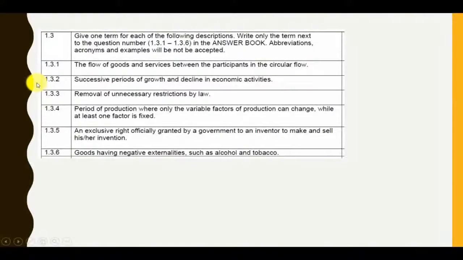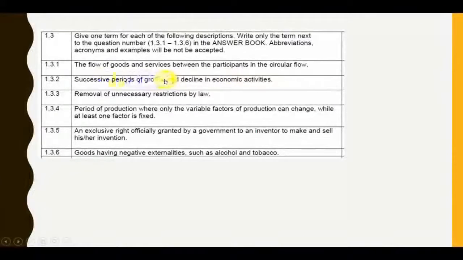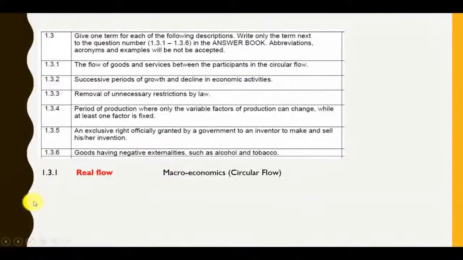Right, the first one. The flow of goods and services between participants in the circular flow. So immediately you're like, okay, let me go to the filing cabinet in my brain that says circular flow, because this is something about the circular flow, and it's a flow of goods and services. Okay, what is that called? Guys, did you all get it? That is the real flow. The answers are going to come up at the bottom here, not on the side. So that is the real flow. And what is the opposite of the real flow? The money flow, which is the flow of income and expenditure.